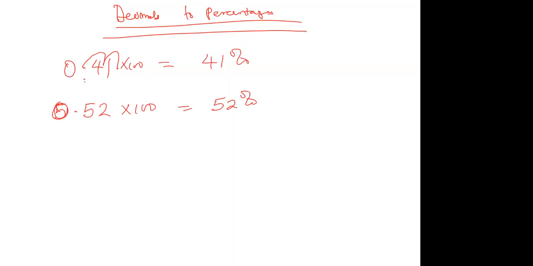So when you multiply by 100, it's like you're moving to the right. Just count the loops to the right twice. 1, 2. So it's going to be 52.